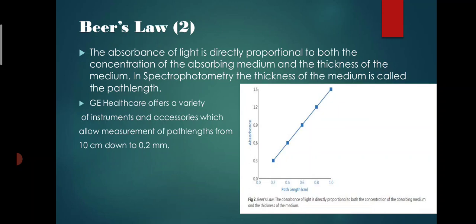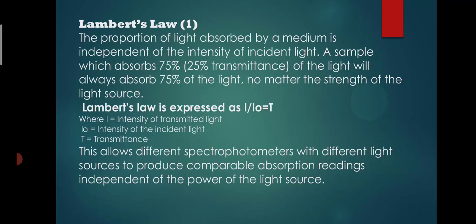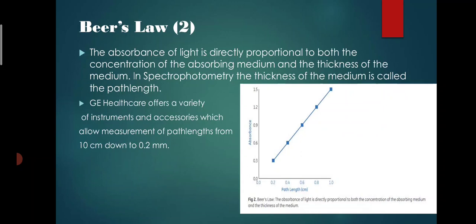Here we see that GE Healthcare offers a variety of instruments and accessories which allow the measurement of path length from 10 cm down to 0.2 mm. This graph is drawn between the path length and the absorbance. Here we see that the absorbance of light is directly proportional to both the concentration of the absorbing medium and the thickness of the medium. This is Beer's law. Lambert's law and Beer's law are the main principles of spectrophotometry.